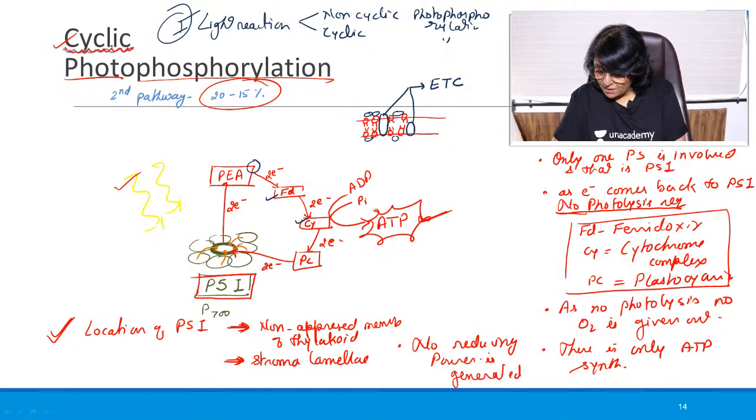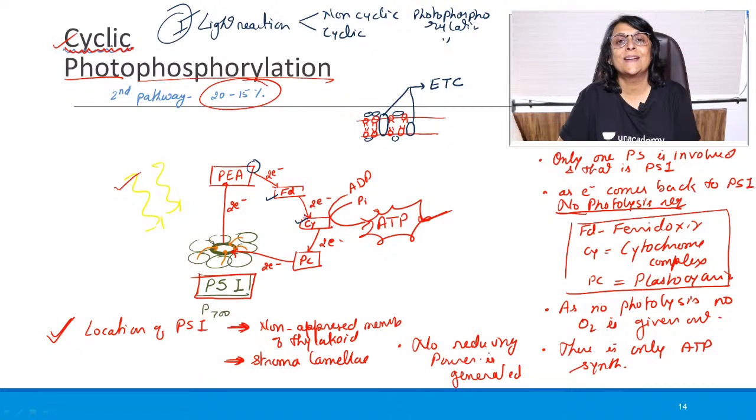What is the chemical nature of cytochrome? It is an iron copper containing protein. It is a conjugated protein, cytochrome. Okay?